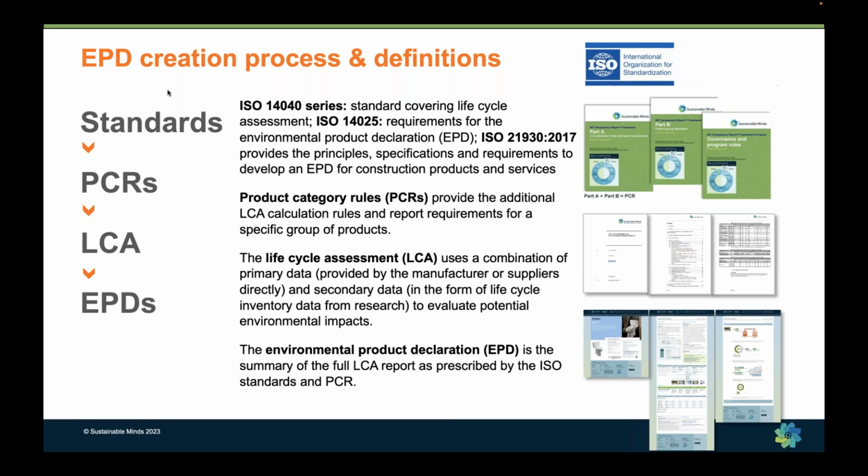From beginning to end, a PCR can take 3 to how many number of months, depending on how the program operator runs the PCR process. An LCA can take 2 to 3 months, maybe 4 or 5, depending upon the scope and whether you have to go upstream to suppliers for data. And an EPD is the shortest part of the whole process because all the work has been done in the LCA. The EPD is essentially a template from the program operator and any requirements in the PCR.